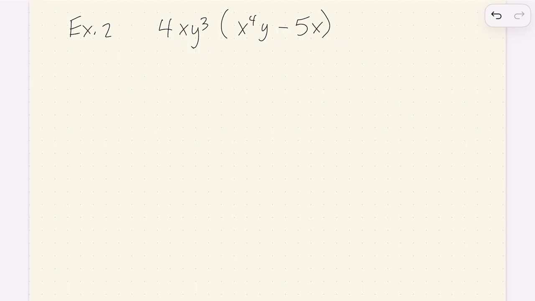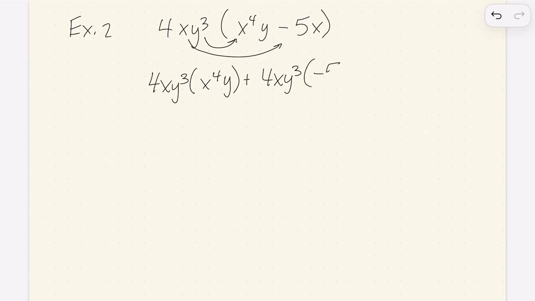Example number 2. We have 4xy cubed times x to the 4th y minus 5x. So again, we're going to take this times this, and then this times this. So 4xy cubed times x to the 4th y plus 4xy cubed times negative 5x. So 4 times 1 is 4. X times x to the 4th is x to the 5th. And then we have y cubed times y, which is y to the 4th.